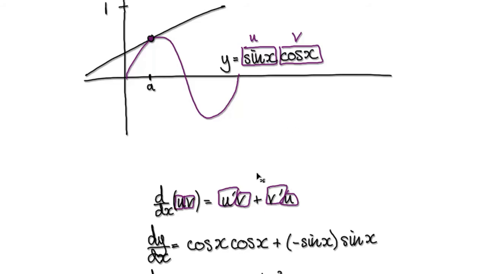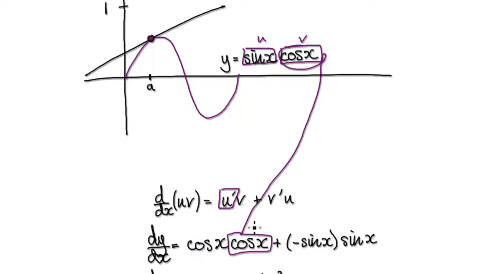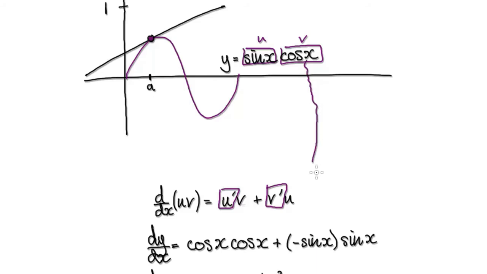So to follow this, differentiate the first. Remember, this is our u and this is our v. When you differentiate the first, it will be cos of x. And leave the second alone, so cos x stays as cos x. And then you've got your plus, and then it's saying differentiate the second. When you differentiate the second, it will then be minus sine of x. And then leave the first alone.